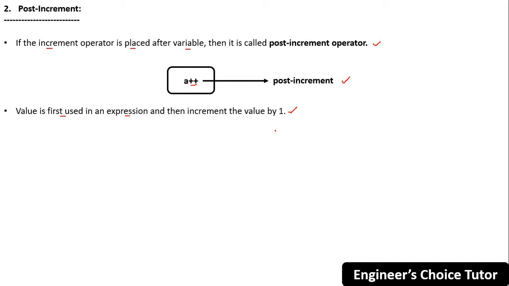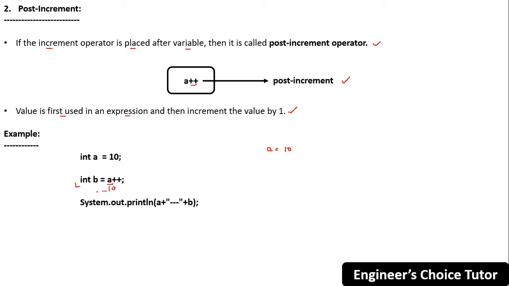For example, the initial value of a is 10. And here you are doing int b is equal to a plus plus. It is the case of post-increment. So first, the value is used in an expression. It means, what is the initial value of a? 10, right? So the first step is this 10 is assigned to b. So b becomes what?